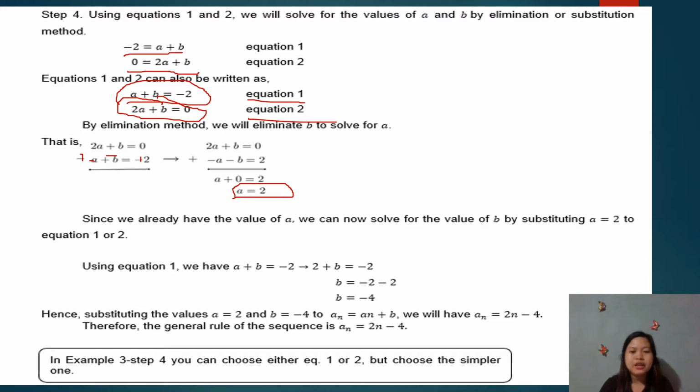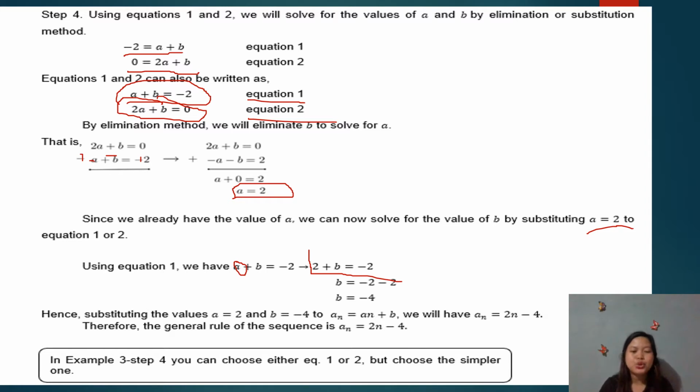Since we already have the value of a, we can now solve for the value of b by substituting a is equal to 2 into equation 1 or 2. We can choose whichever equation is easier. I think equation 1 is easier, so we will use equation 1: a plus b equals negative 2. Since we know that a is equal to 2, we substitute 2 for a. So, 2 plus b equals negative 2. Subtracting 2 from both sides so that the 2 disappears, 2 minus 2 is 0, so what remains is b. Then negative 2 minus 2, b is equal to negative 4.